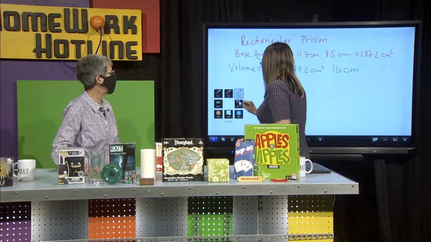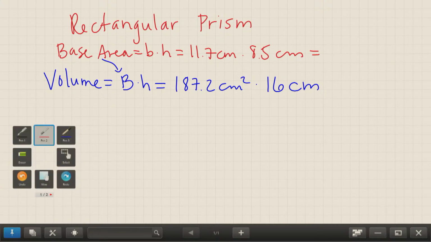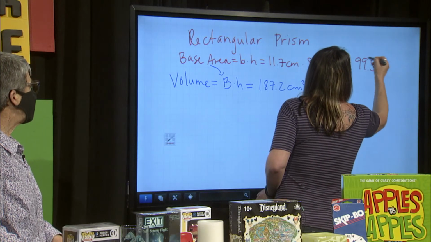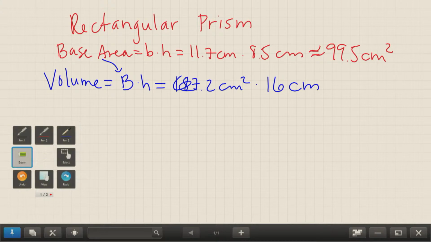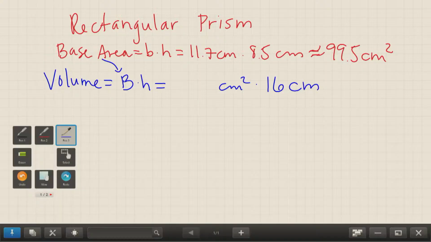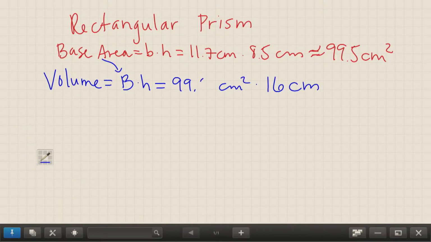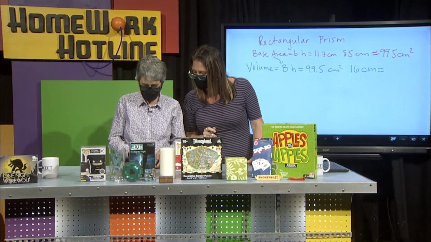I have 99.45. That's this one? Yes. We'll just round it to 99.5. I'm going to do approximate instead since I'm rewriting it again. And now for our blue, it's hard to write over that. So 99.5 centimeters squared times 16. That will be our volume of our whole thing.